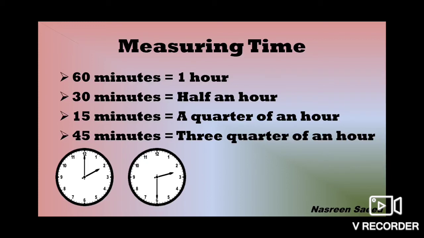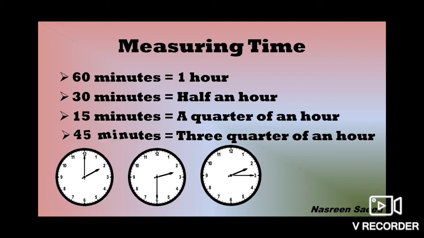The next one, 15 minutes, a quarter of an hour. So instead of saying 15 minutes, we have to say a quarter of an hour. Like if you see in the example, my small hand has crossed 2 and it is on number 3. So instead of saying 15 minutes past 2, I am going to say quarter past 2.